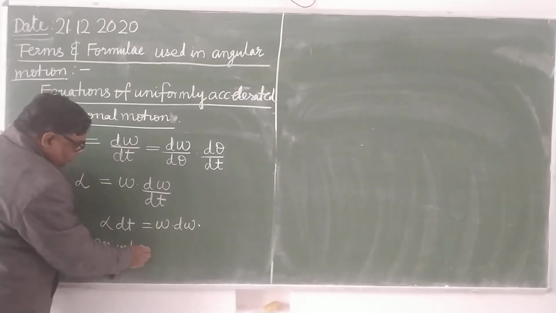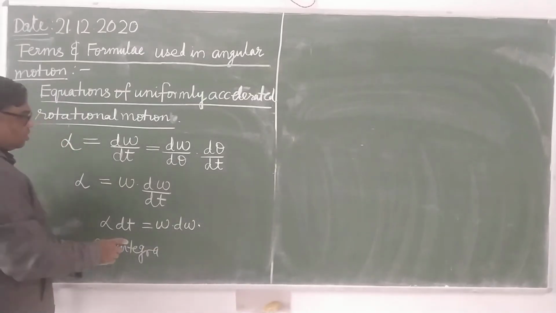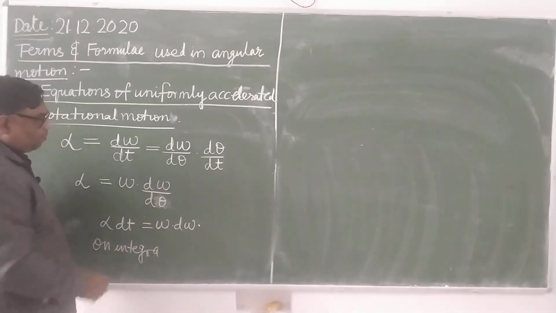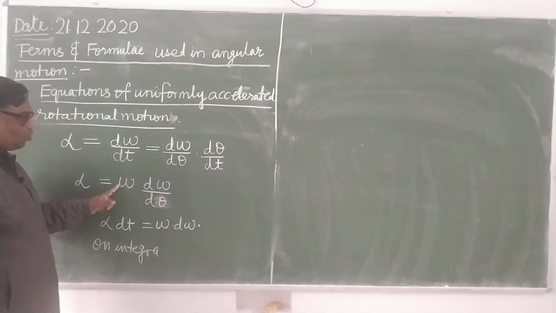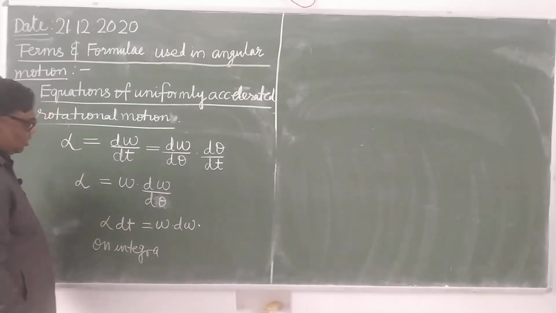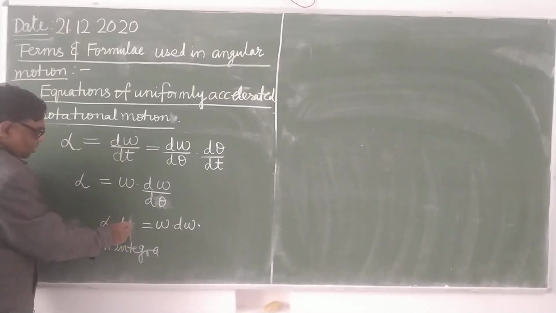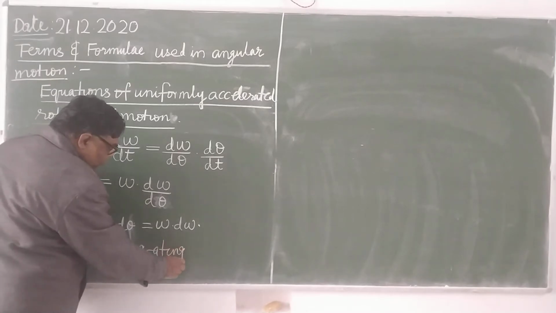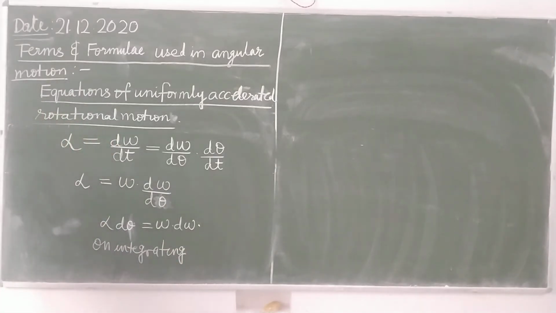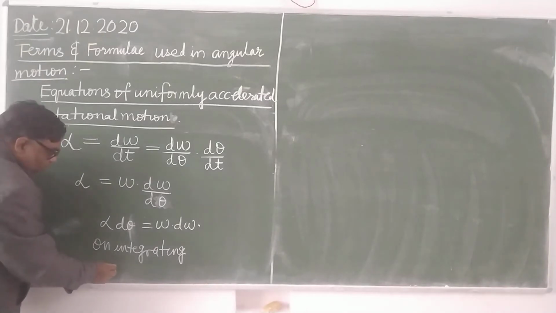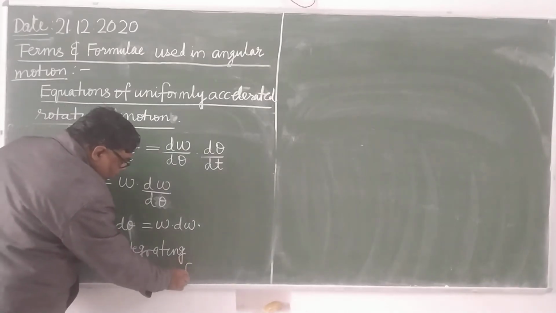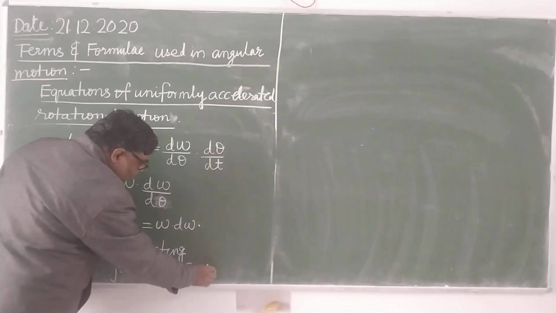Integrating. Not that, it is d omega upon d theta. You can see here, in place of d theta upon dt, we will write omega. This is d omega upon d theta. So when you multiply it by d theta and integrate on both the sides with proper limits, it will be integral alpha into d theta equals integral omega into d omega.